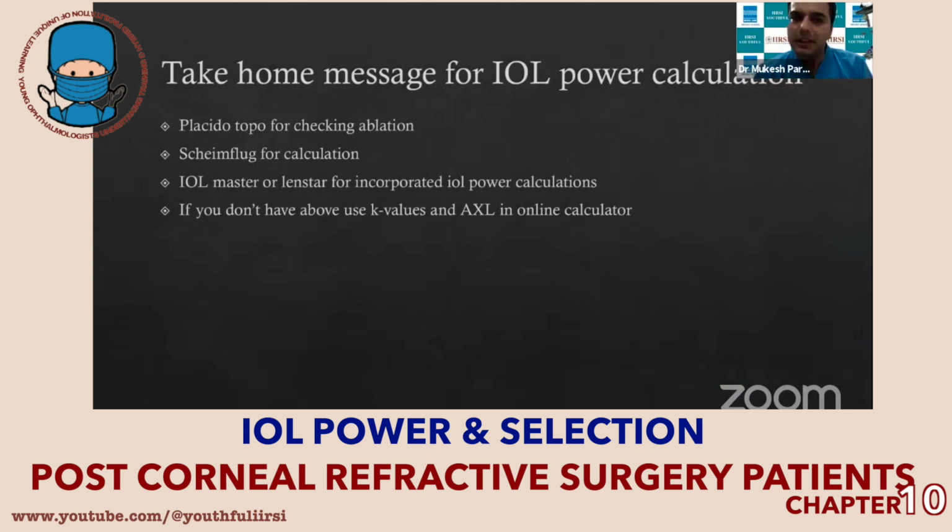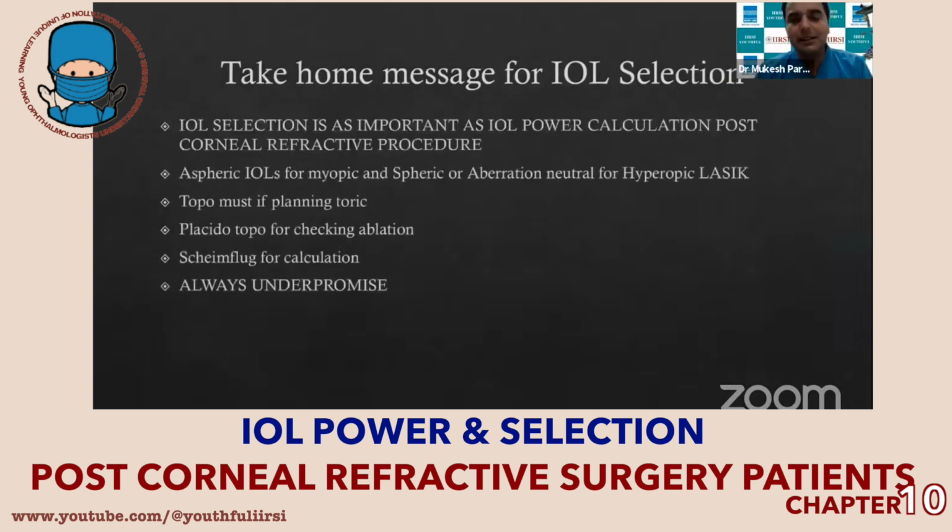Lenstar for incorporated IOL power calculation. If you don't have the above, just use the K values and the axial lengths in the online calculator. Coming to IOL selection, it is as important as IOL power calculation post corneal refractive surgery. If we are planning a toric, please get a topo done. Placido for checking the ablation and Scheimpflug for calculation, and always underpromise.